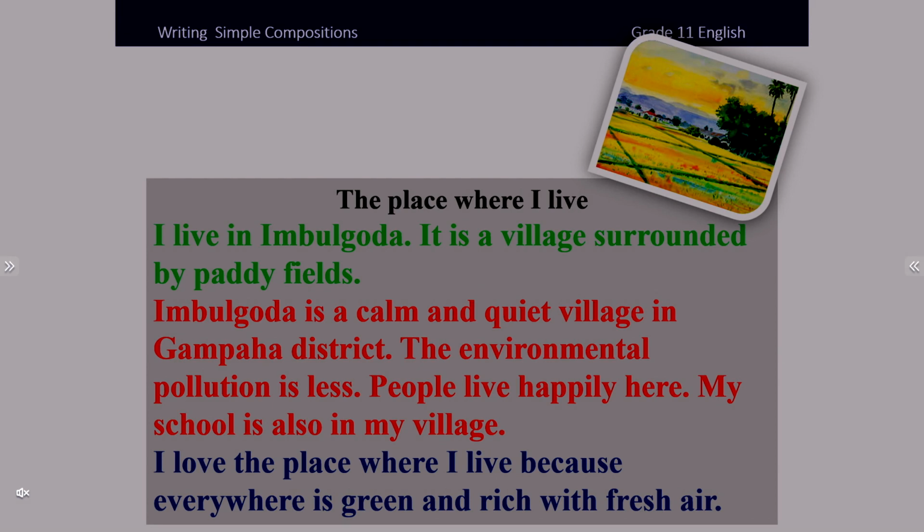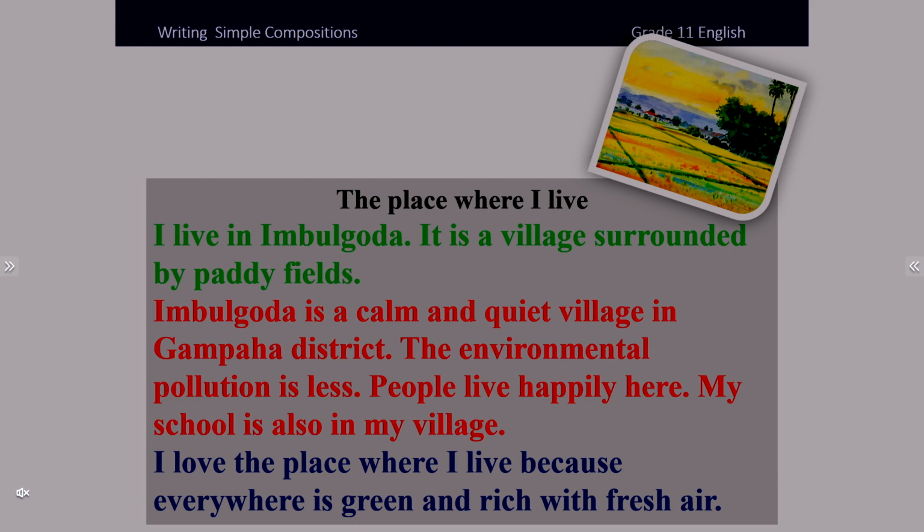Imagine the picture now. Imbulgoda is a calm and quiet village in Gampaha district. The environmental pollution is less. People live happily here. My school is also in my village. So here you can clearly see how more details are included in the second paragraph.